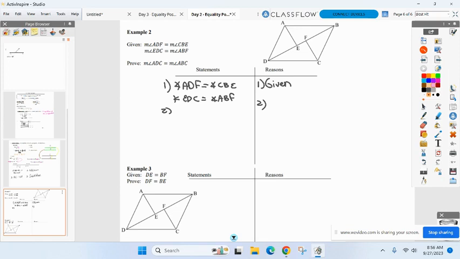Ready? The first pair, ADF, is this angle with CBE. So those should be marked with either one or two arc marks. And then also EDC marked with ABF, those two. So everyone's got the correct markings first.